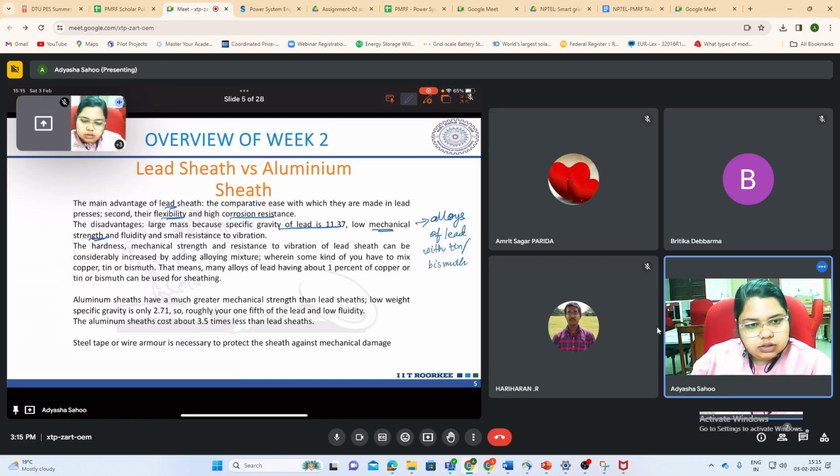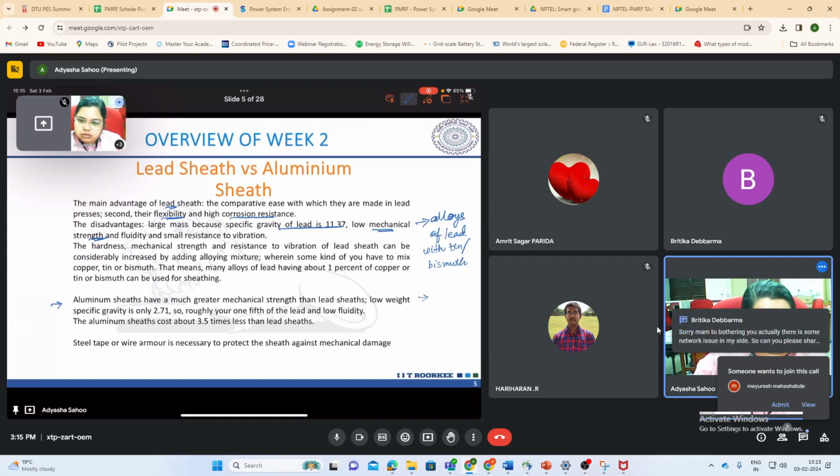But after this lead sheath, what we discovered is that aluminum sheaths have much greater mechanical strength than lead material. They are low weight.